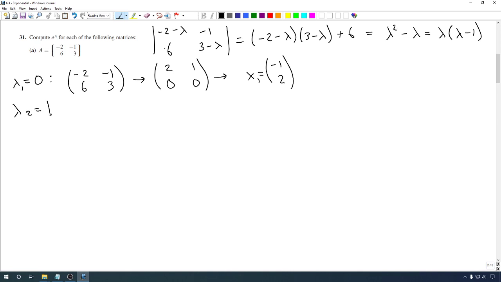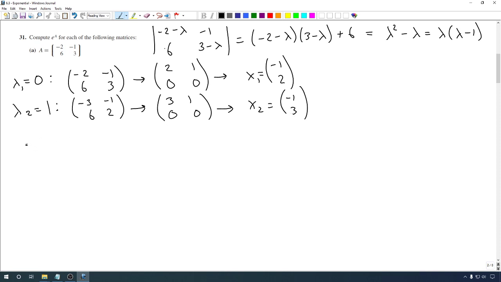Lambda 2 is going to be 1. Means I subtract 1 from each of our diagonal elements. So we have a negative 3 and a 2. Again, let's just divide the first row by negative 1, and that cancels out the second row. So my x2, the same way, I'm going to pick 3 for my second variable, and I'll get negative 1 for my first variable.